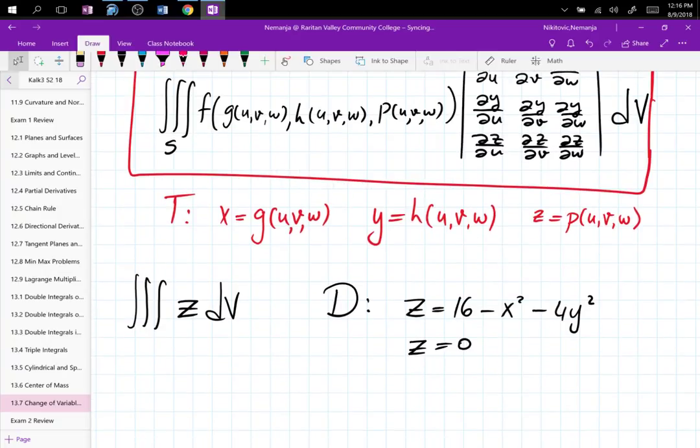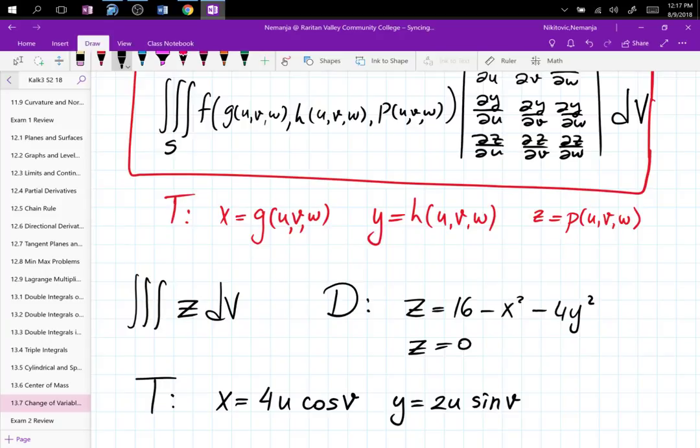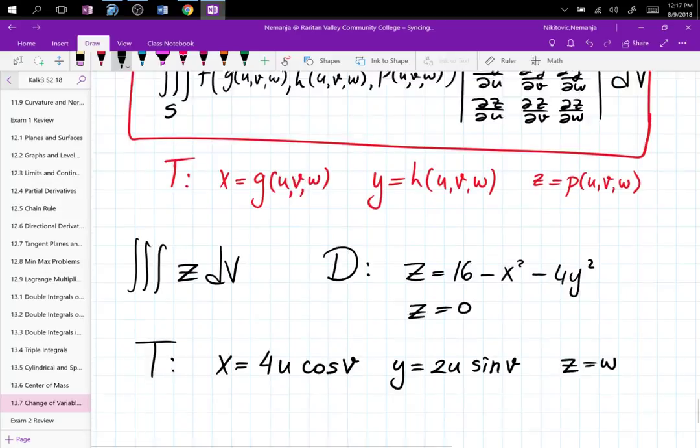The transformation they want us to use in this case is x equals 4u cosine v, y equals 2u sine v, and z equals w. Yay, cylindrical.